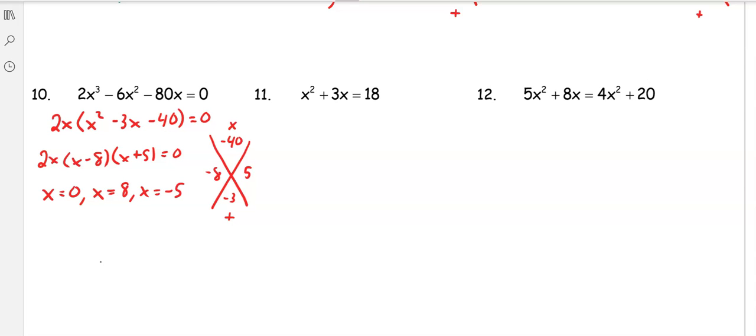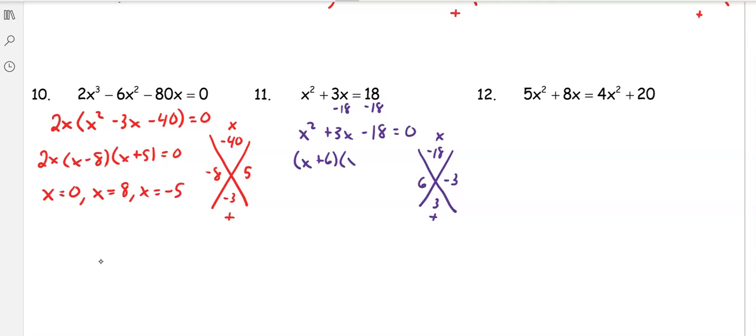Now, in number 11, it is not set equal to 0. So first thing we have to do is subtract 18 from both sides. So x squared plus 3x minus 18 is equal to 0. We want to find two numbers that multiply to negative 18 and add to 3. So that's going to be 6 and negative 3. So we have x plus 6 times x minus 3 is equal to 0. When we switch our signs, x is equal to negative 6 and x is equal to positive 3.